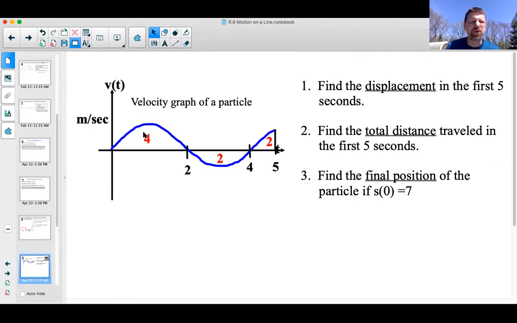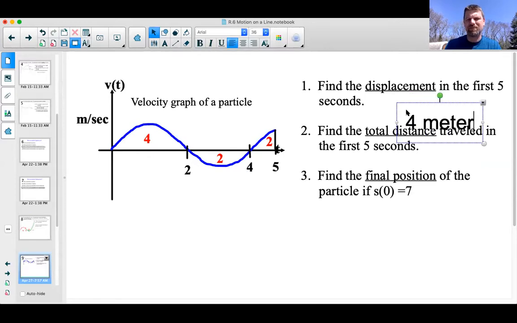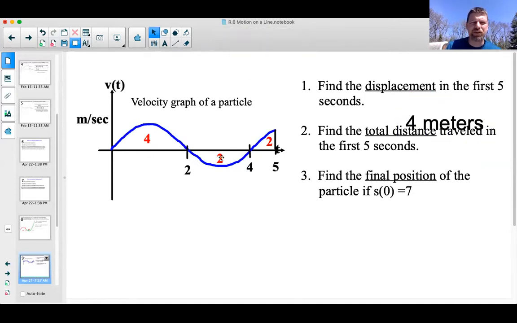Here I move 4 units forward. It looks like meters, 4 meters forward, 2 meters backward, and then 2 meters forward again. Displacement is just the net change. Net change is going to be 4 meters forward. Because this 2 meters backward and that 2 meters forward, that's going to counteract each other, right? It's essentially balanced out. So the net change is 4 meters forward.